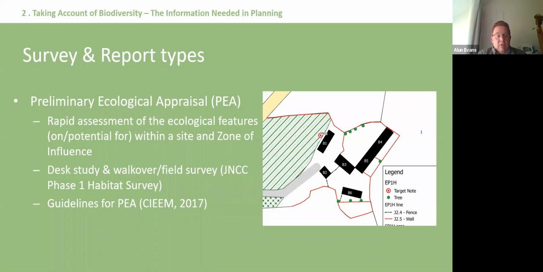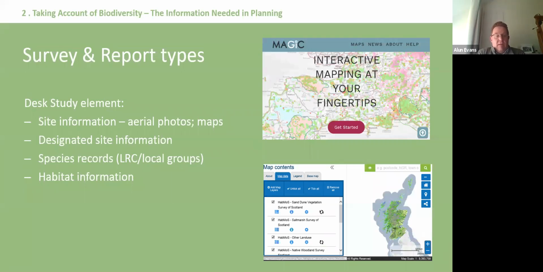And these comprise two elements, a desk study and a walkover field survey. And this is well documented in the guidelines that CIEEM have produced for preliminary ecological appraisals. In terms of the actual desk study, obviously to start off with, looking at the site context, aerial photos, maps, etc. And then designated site information, species records, this can come from the local record centre or local groups, actually badger groups, and then the supporting habitat information that's available.